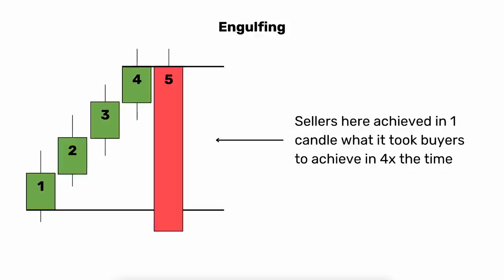And in this time period, sellers have achieved more in 1 candle than it took buyers to achieve in 4 times the time, okay? 4 times the amount of candles. So if we were on an hourly chart here, we see 4 hours of bullish price action reversed in 1 single hour, showing clear control from the sellers, seller strength, and therefore opening the doors to new downside trades or selling opportunities.